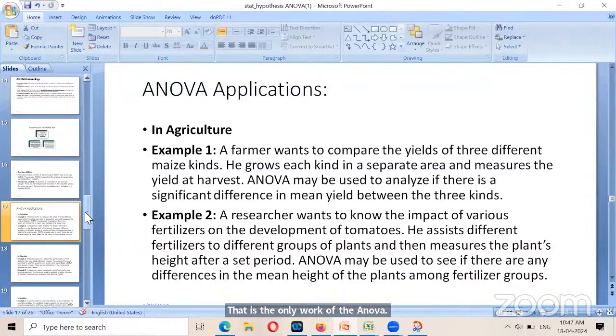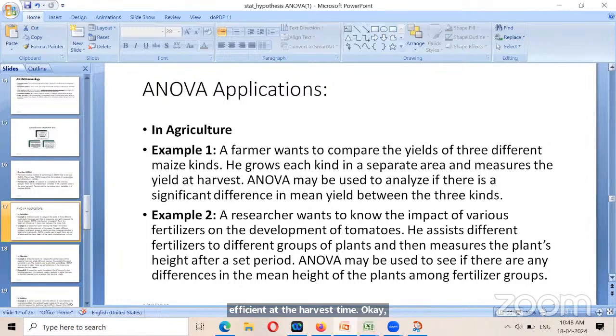Now, with the help of some examples, we'll see. ANOVA has applications in each and every field. Like you can see in agriculture, suppose a farmer wants to compare the yields of three different maize kinds. He grows each kind in a separate area and measures the yield at the harvest. Three varieties of maize he has planted, and he made observations at three places, the farmer. And finally he will apply the ANOVA to decide which kind of yield was more efficient at the harvest time.